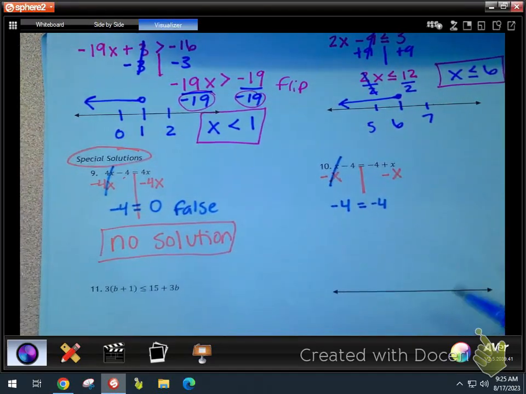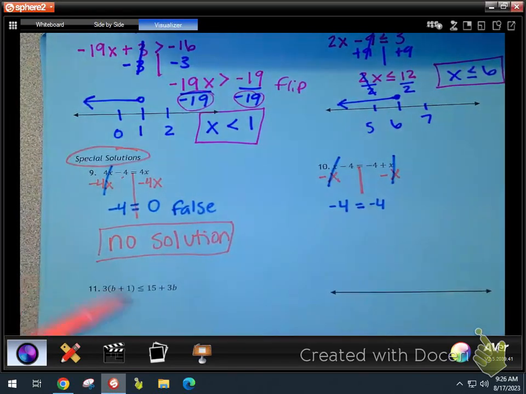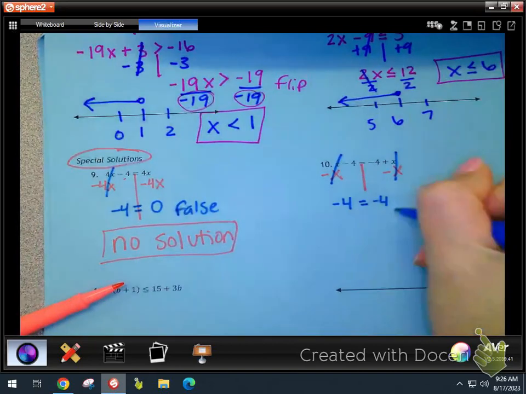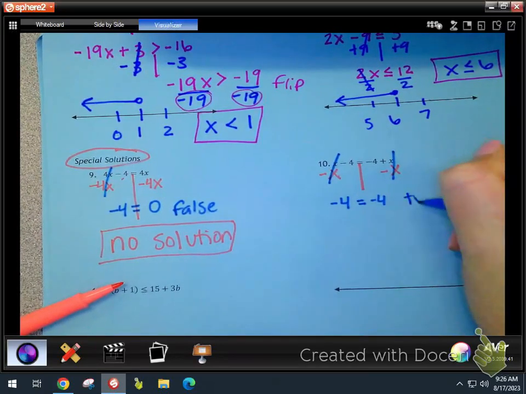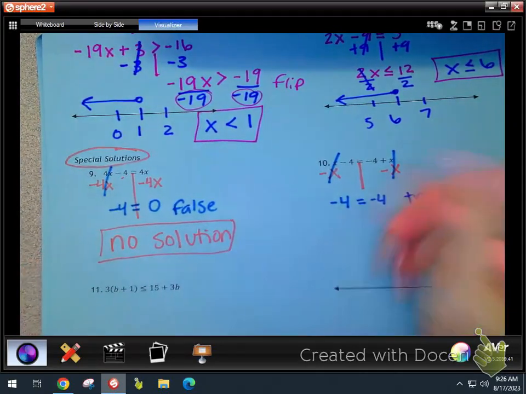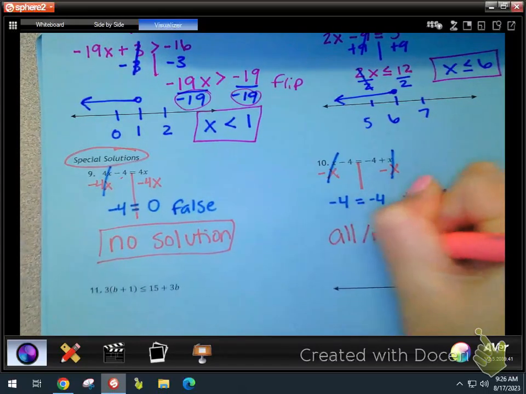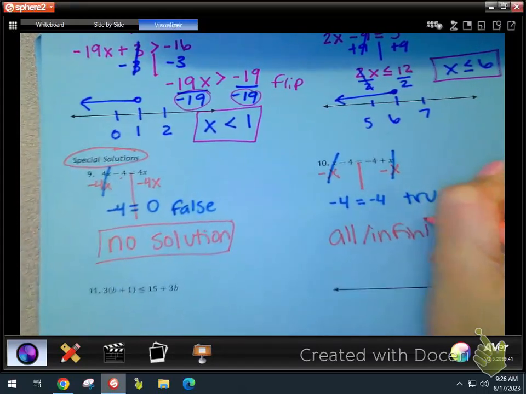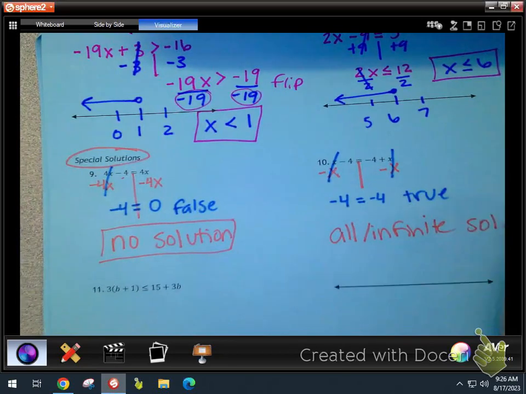What would we say that was? 0. So our x's dropped, zeroed out. Special case. Look what's left over. Is negative 4 equal to negative 4? Yes. So what does that mean? Infinite solutions. So this equation is true, which means you can write all, or you can write infinite, or you can write both, I don't care, solutions.